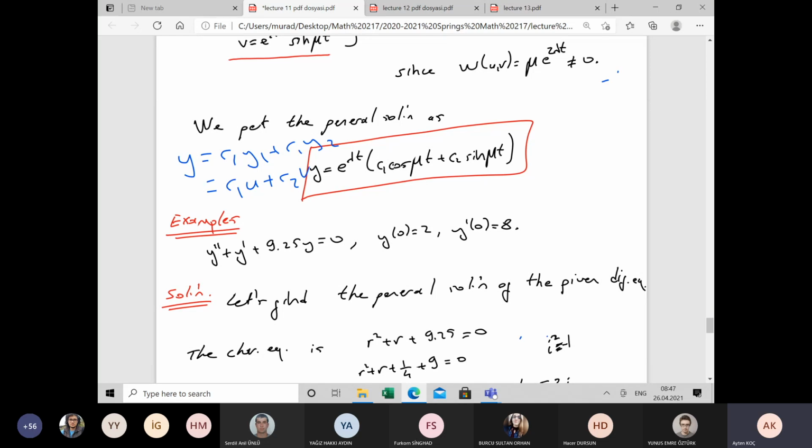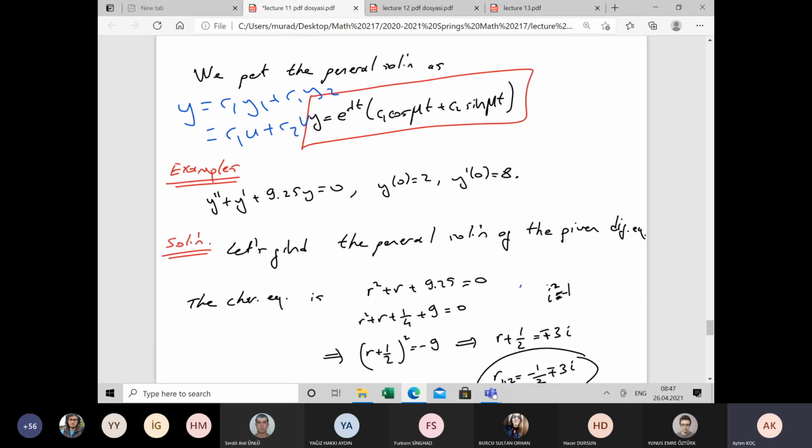Let's find the general solution of the given differential equation. How do we solve it? The equation is homogeneous with constant coefficients, so we write the characteristic equation and find the roots. This is the corresponding characteristic equation.